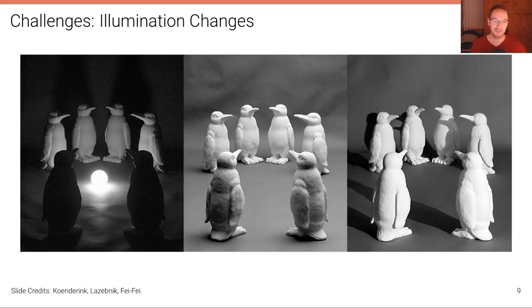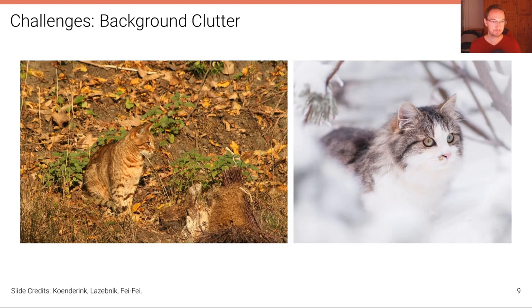Another challenge is illumination. Here's an example with a slide from Koenderink that illustrates, depending on where the light source is located, again, the pixel intensities change dramatically. The input to our recognition model changes dramatically, but effectively the scene hasn't changed. Not a single object has changed here, just the lighting has changed, and so the intensity values of the pixels have changed, but the scene content is the same.